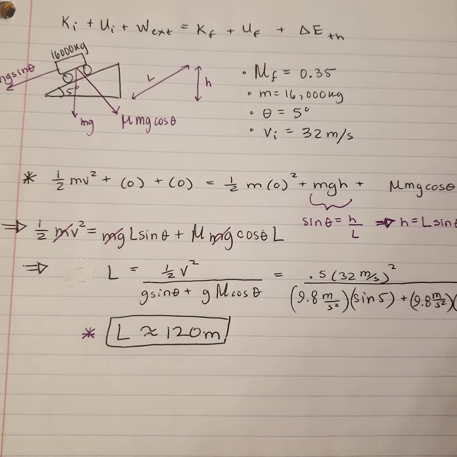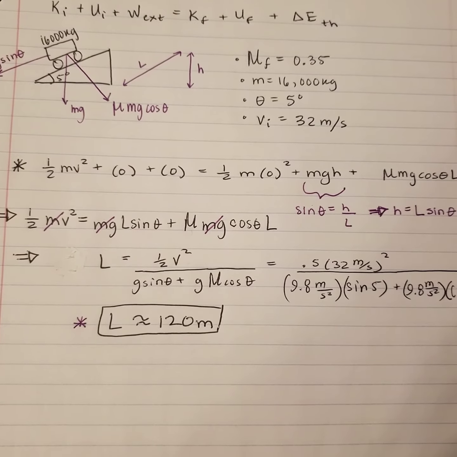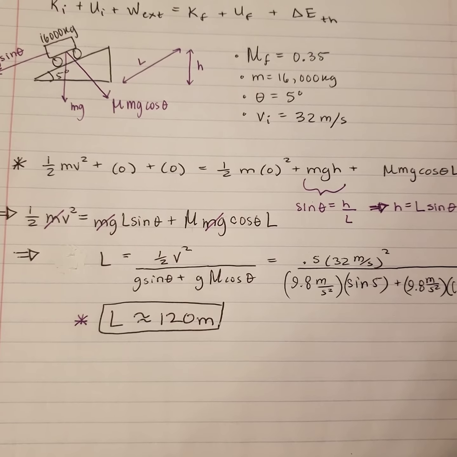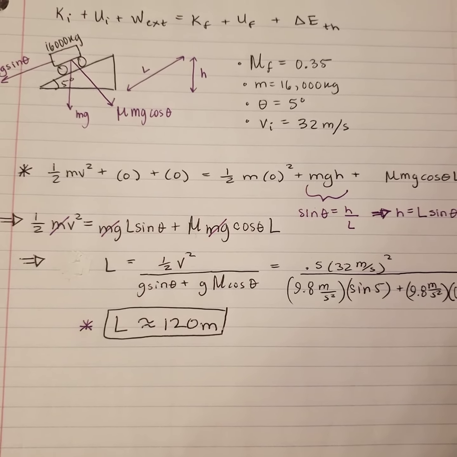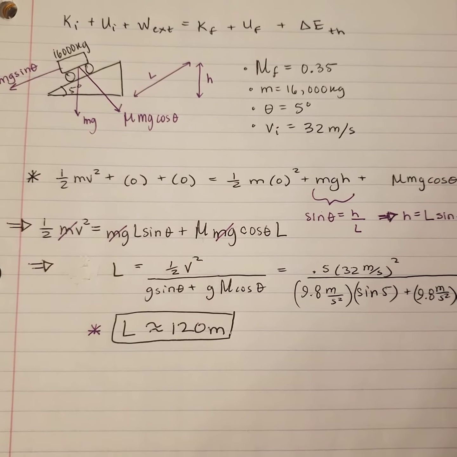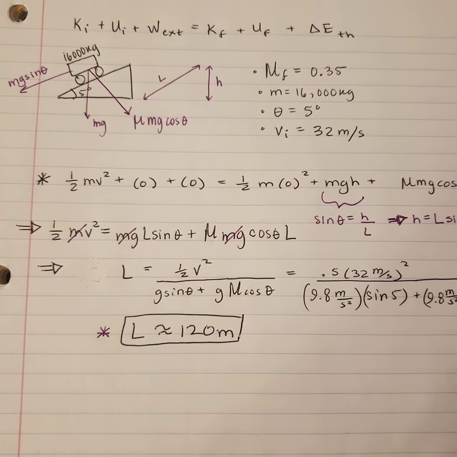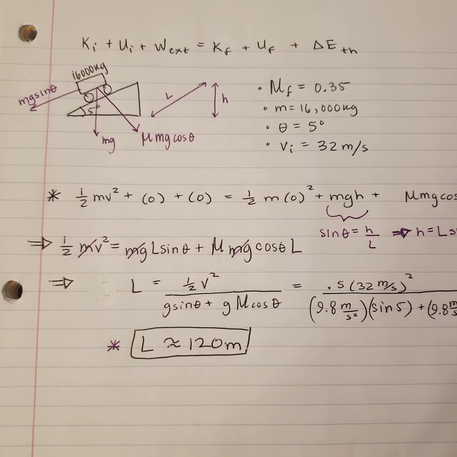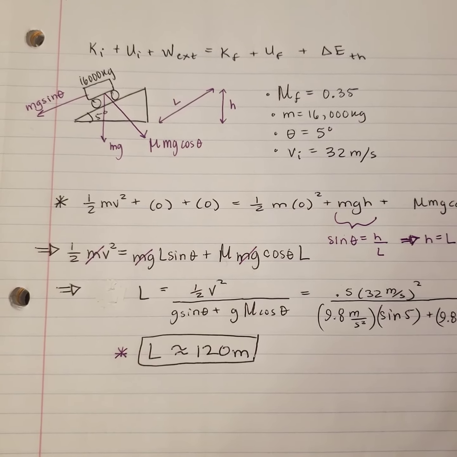Hello, in this video we're asked, if a ramp has an upward slope of 5 degrees from horizontal and a coefficient of rolling friction being 0.35, how long does the ramp need to be to stop a 16,000 kilogram truck that enters the ramp with an initial velocity of 32 meters per second?